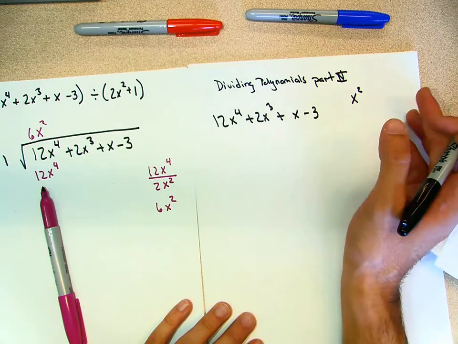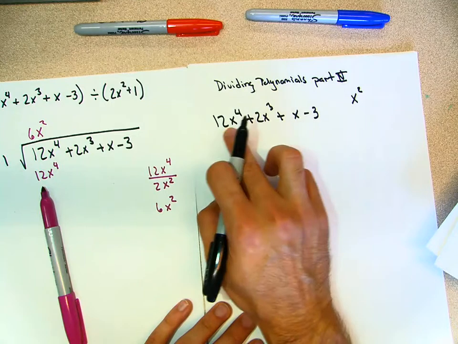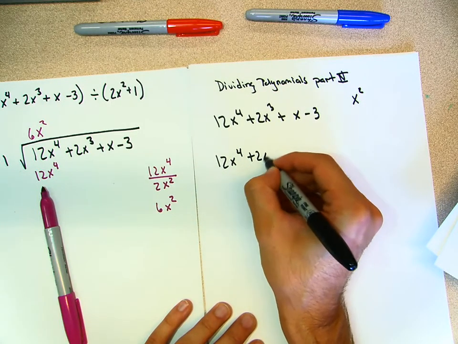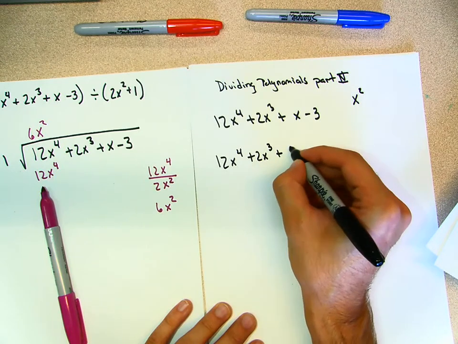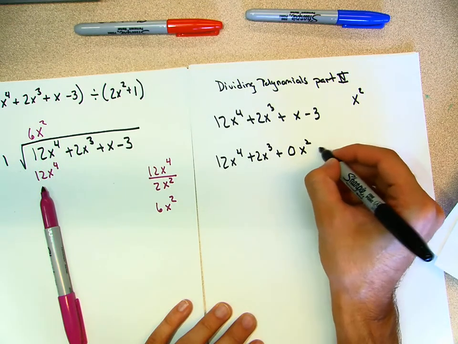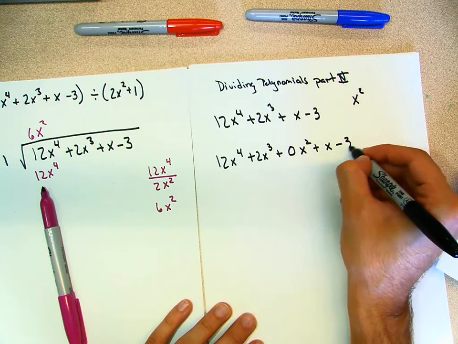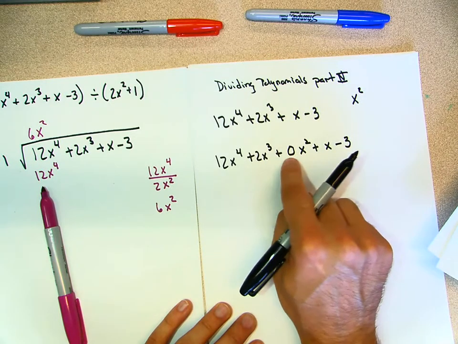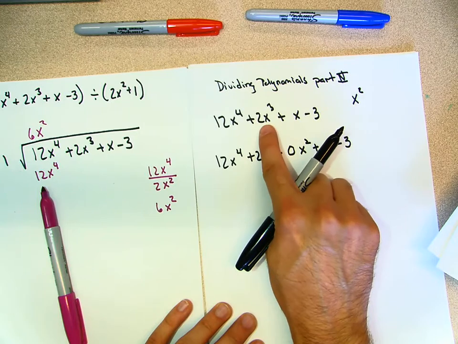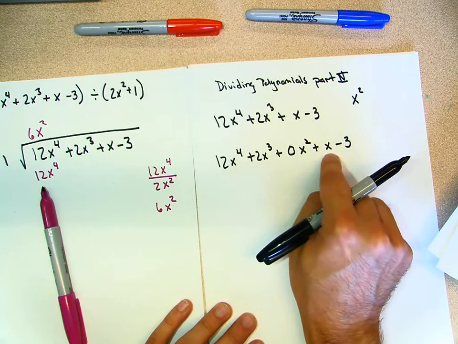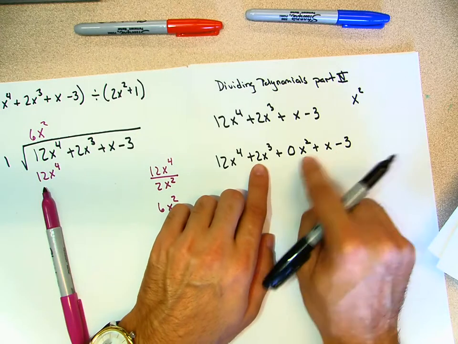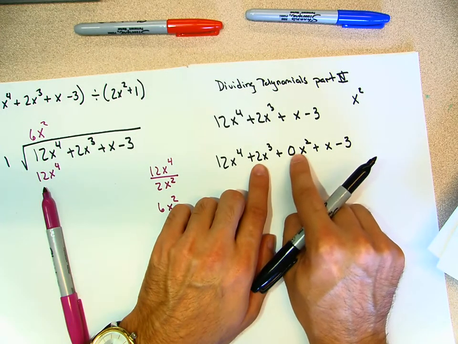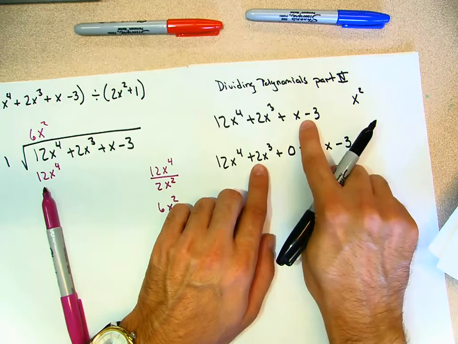It doesn't always have to be in there. But notice that you could write this polynomial as 12x to the fourth plus 2x to the third plus 0x squared plus x minus 3. And notice here, there is technically a 0x squared in between the 2x to the third and the x, right? Because what is 0 times anything? It's just 0. So you're not changing the value of this polynomial.